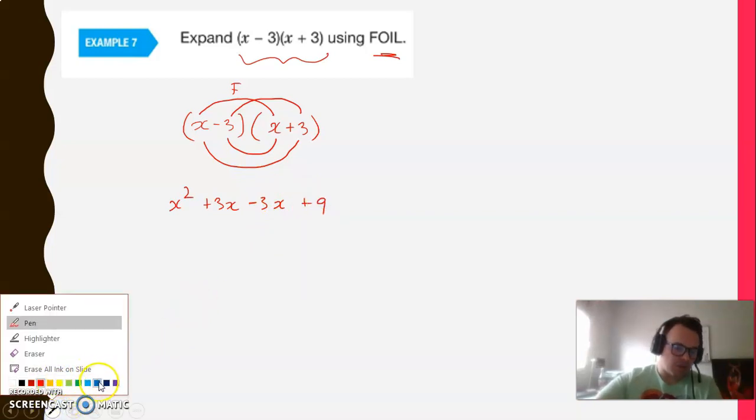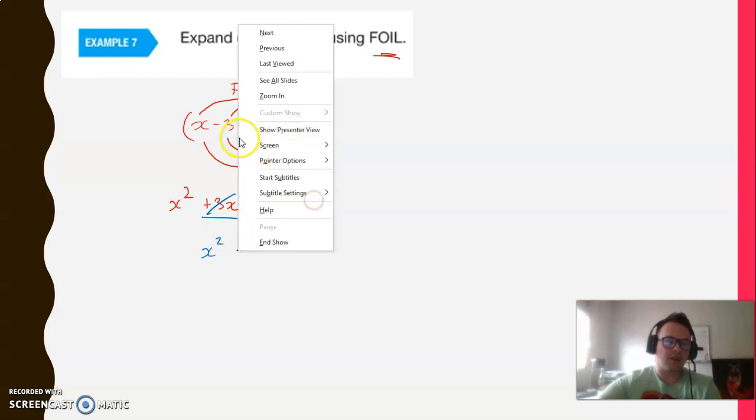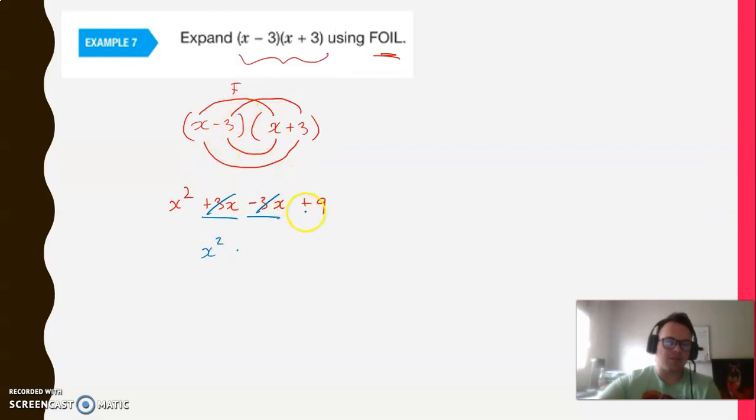You probably have already noticed that these two terms here cancel out. 3x minus 3x is 0. So our answer is x squared, and sorry, I made a mistake there. That is a minus there. Minus 3 times positive 3 is minus 9. So x squared minus 9.